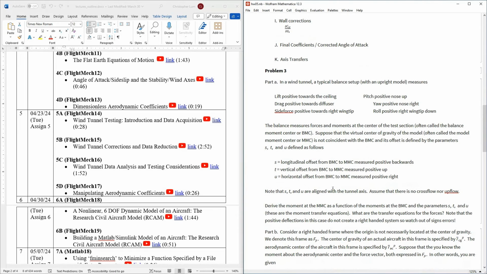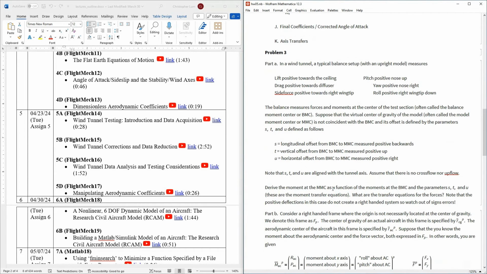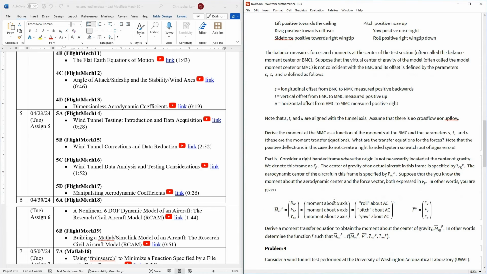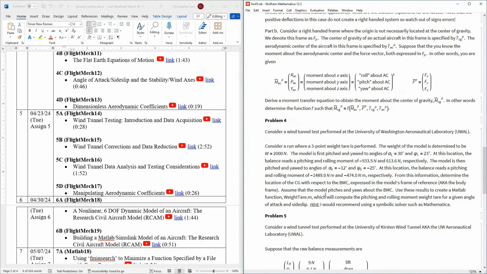Problem 3, I'll let everyone read about this. There's a ton of words here, but again, I have a lot of words just to make sure we're very precise about some of these distances. These are all about doing what's known as moment transfers, and again, we talk about moment transfers in this video here on tunnel corrections and data reduction. So I'll let everyone read about this, and I think it should make pretty good sense once you read through the description. Problem 4 is about a weight tare.